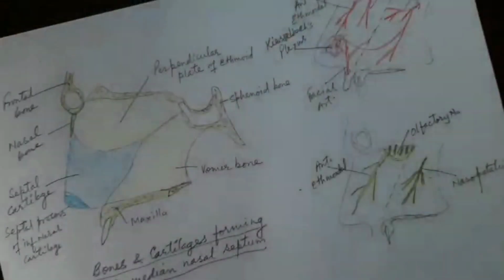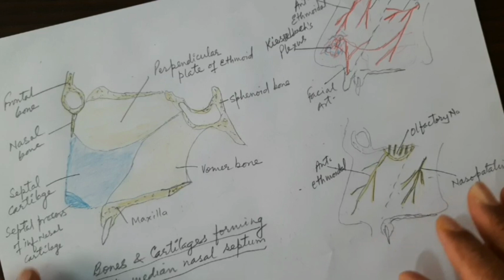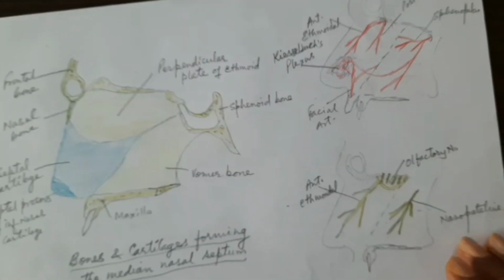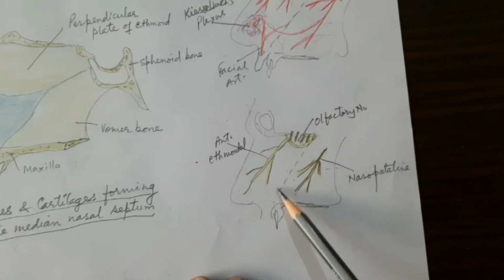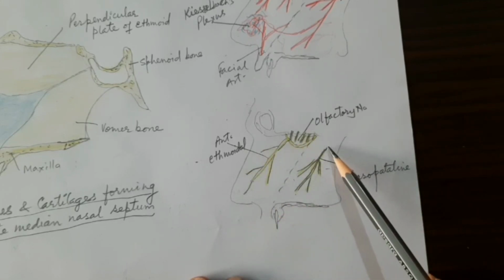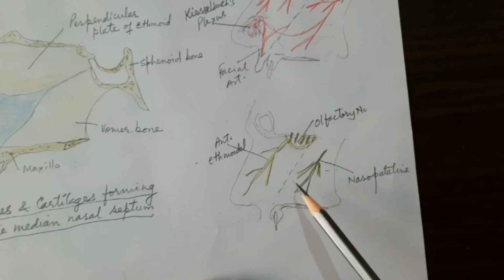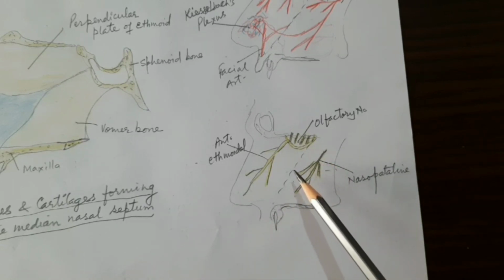Okay, after learning this description of the bony and cartilaginous plate and how it is covered by the mucous membrane, so it is a thin septum. Let's go to the nerve supply of the septum. Now for the nerve supply, I have drawn this rough diagram where you can divide the median nasal septum into two parts, anterosuperior and postero-inferior, by an oblique line passing above the lip.